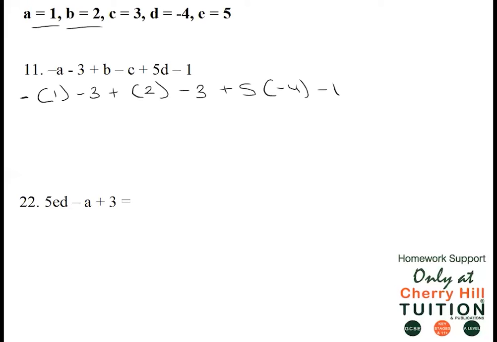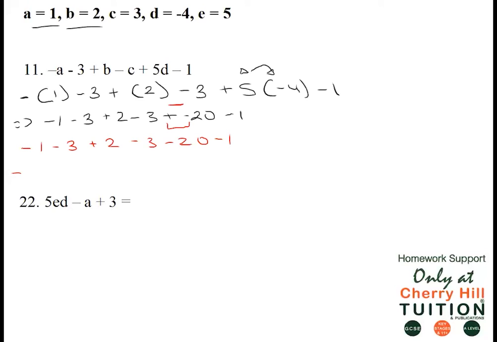Now let's simplify this by getting rid of the brackets. We have minus 1, minus 3, plus 2, minus 3, plus 5 multiplied by minus 4, which is minus 20, minus 1. A plus and a minus sign give us an overall negative. So let's rewrite this. Minus 1, minus 3, plus 2, minus 3, minus 20, minus 1.